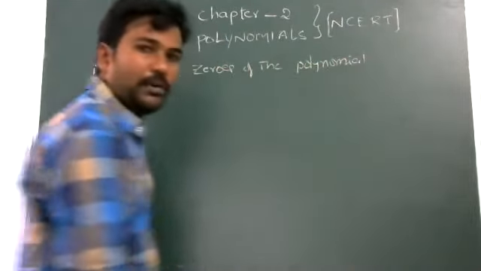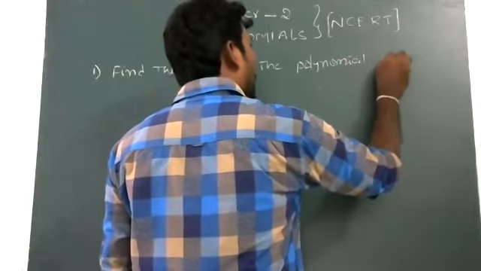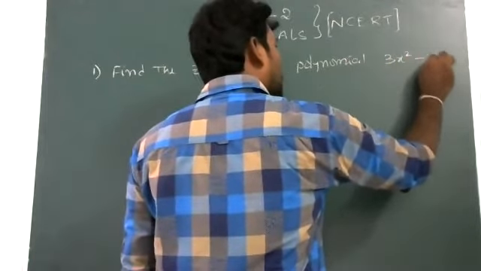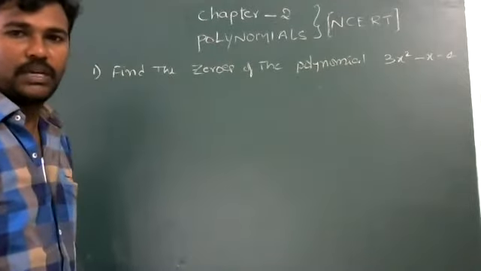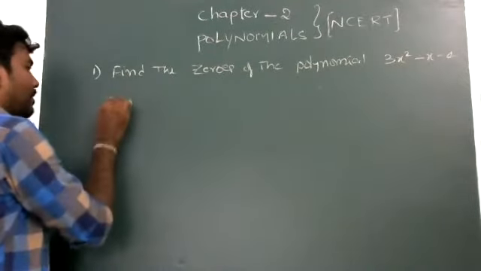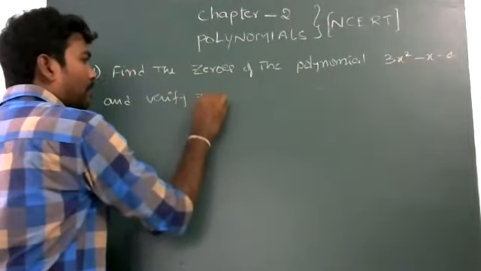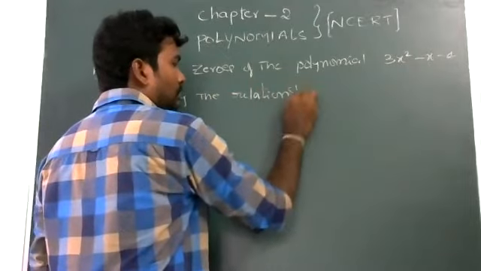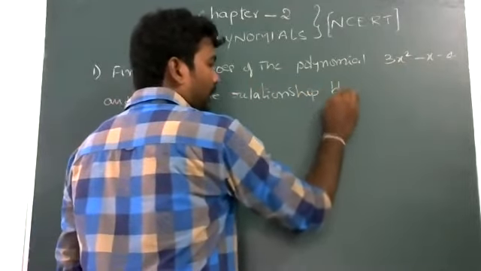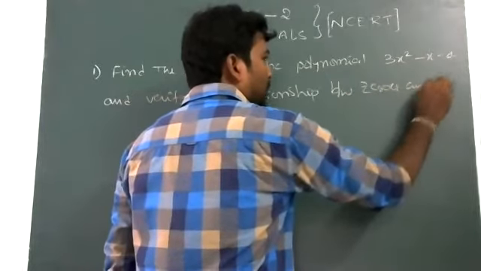Find the zeros of the polynomial 3x squared minus x minus 4, and verify the relationship between zeros and coefficients. Zeros and coefficients. Is it clear, students?